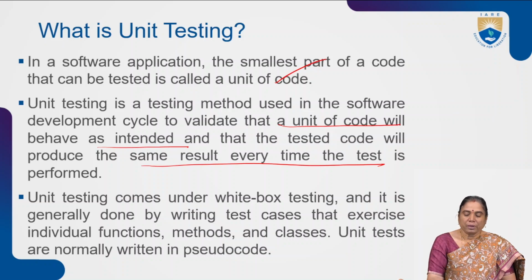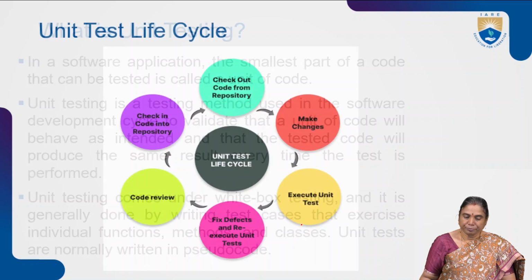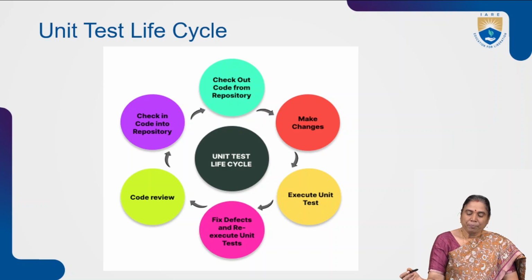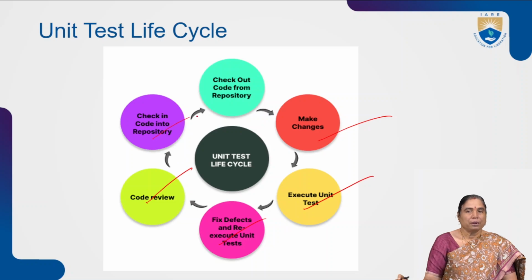Unit testing comes under white box testing and is generally done by writing test cases that exercise individual functions, methods, and classes. Unit tests are normally written in pseudocode. The general unit testing life cycle is: check the code repository and make the changes if possible, execute the unit test and find any defects, do a code review, and check the code into the repository.